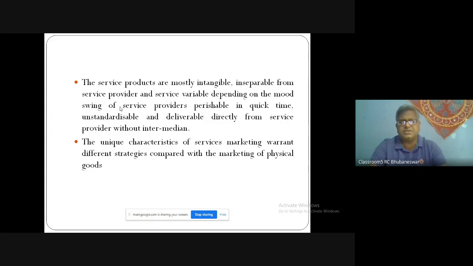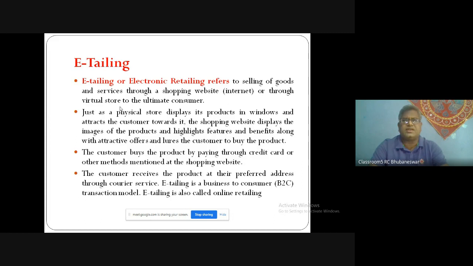And the unique features are also different stages also there. Another one is e-tailing. If you talk about e-tailing or marketing on the internet, in your book it has been written as marketing through the internet or marketing through a computer. Nowadays, shopping through websites, there are different websites already. You know about Amazon, and there are some other companies also.